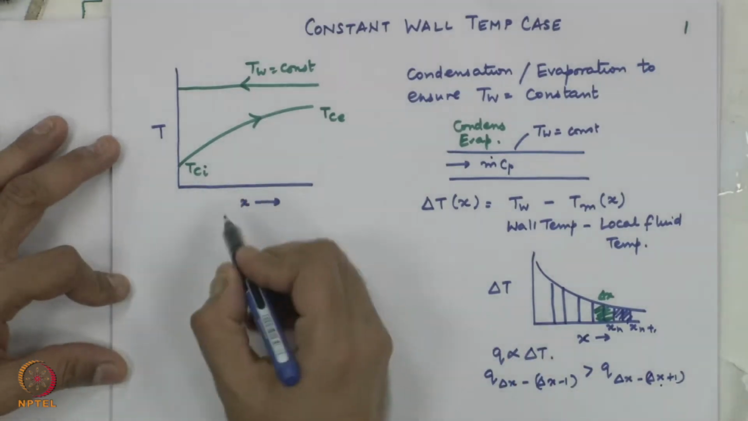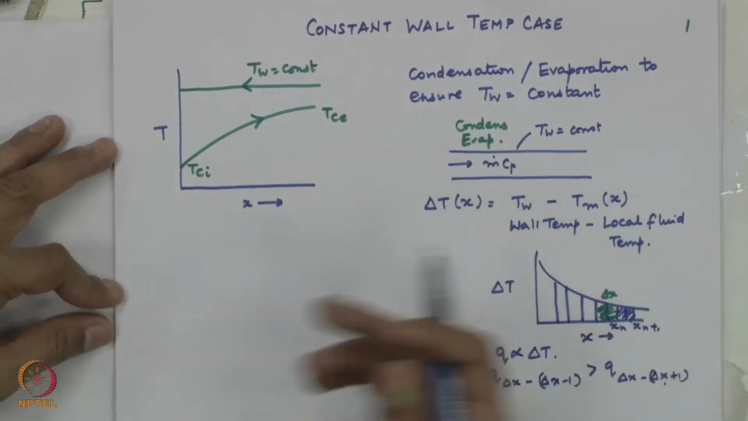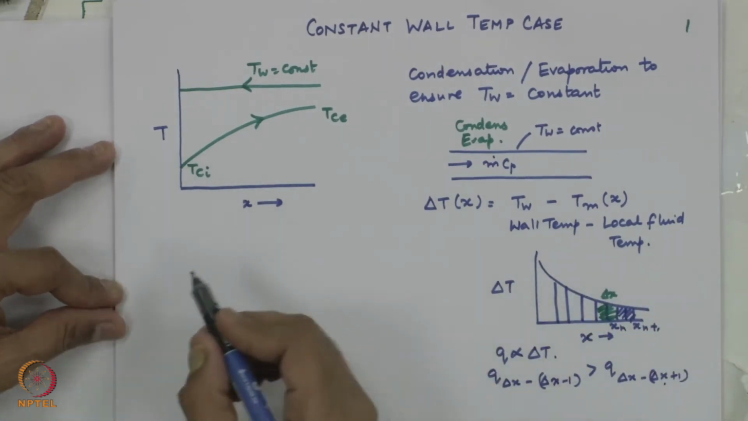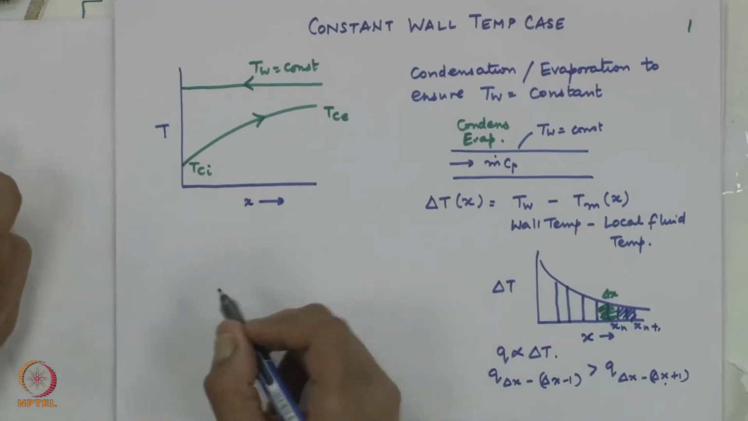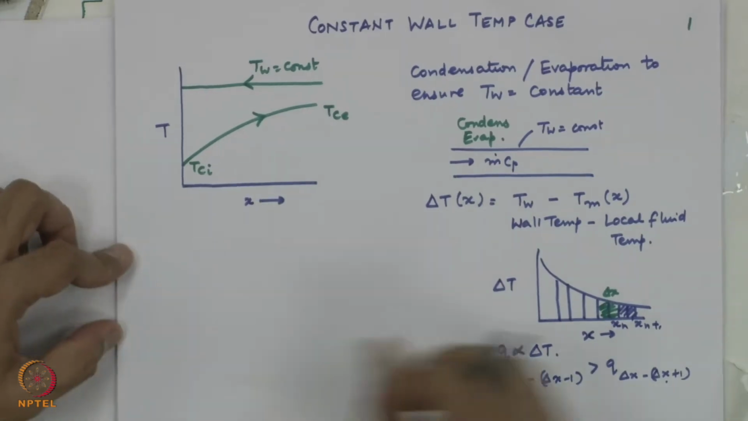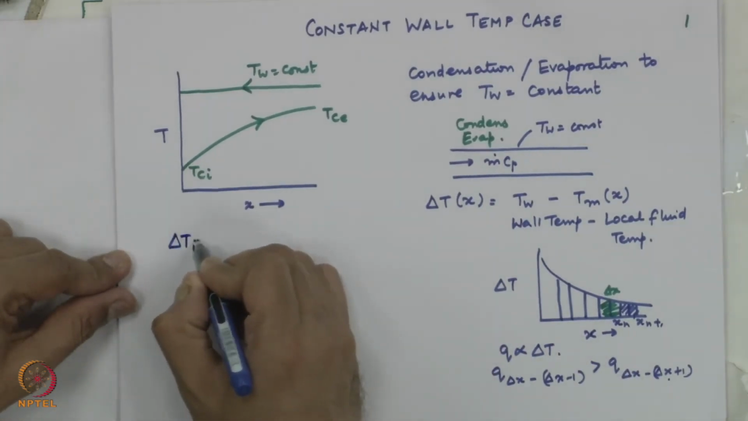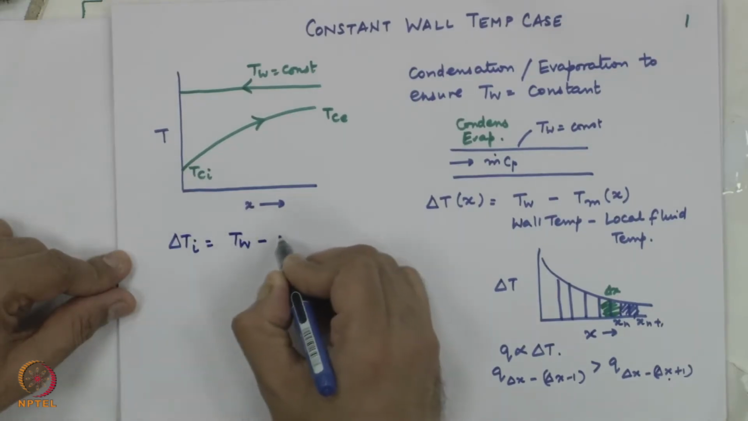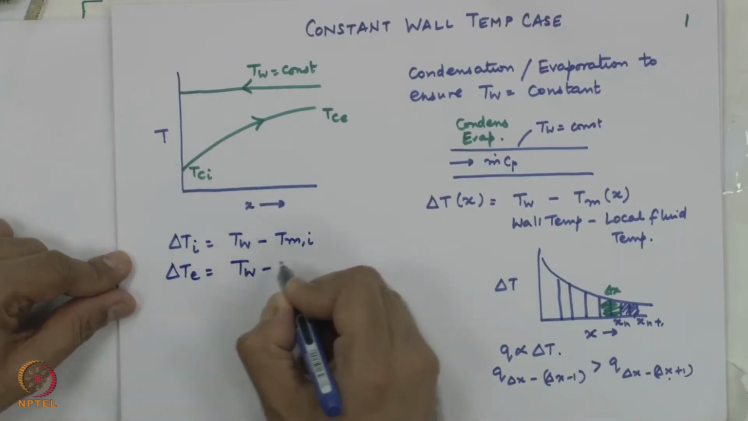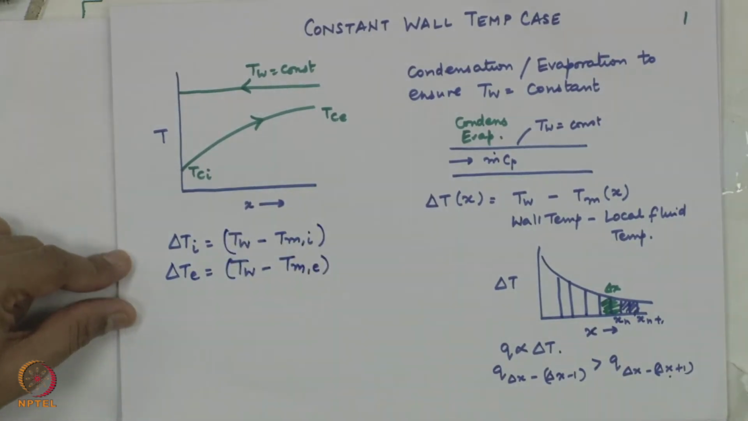So, many times having a length which is tending towards infinity, or an extremely long length of the device or heat exchanger, is not going to be very profitable from the point of view of improving the performance greatly. We will see that in a few minutes. So, we said that the inlet temperature difference delta T I is equal to T wall minus T bulk mean inlet, and delta T exit is T wall minus T bulk mean exit. We will keep these definitions for use later on.